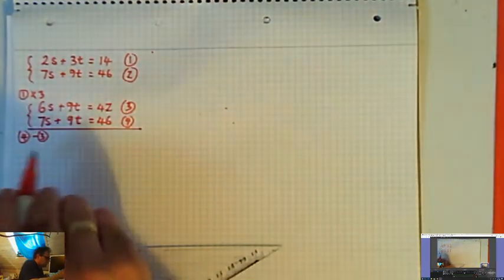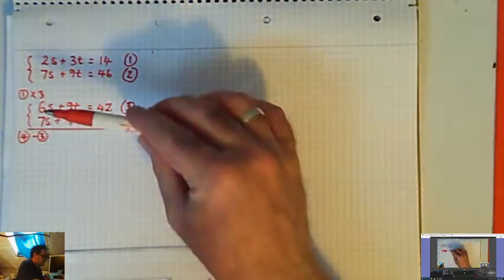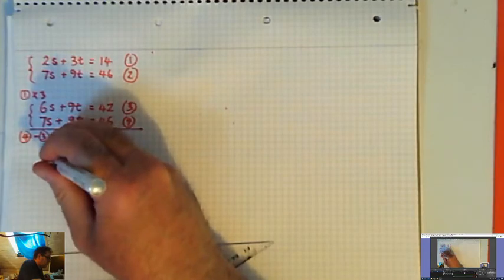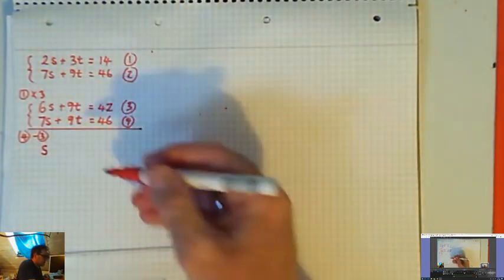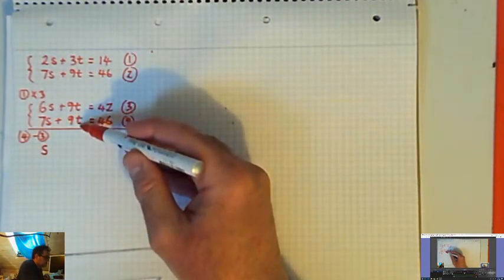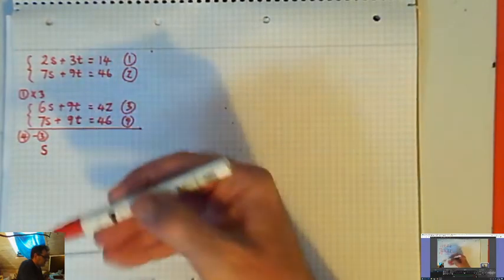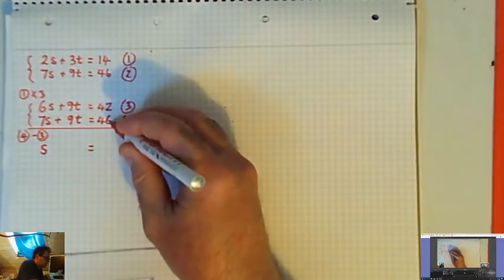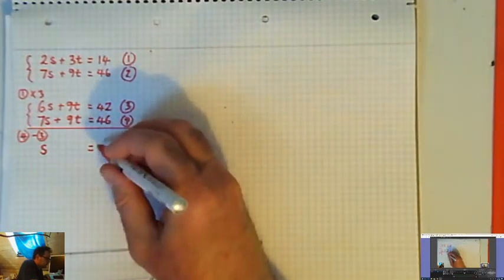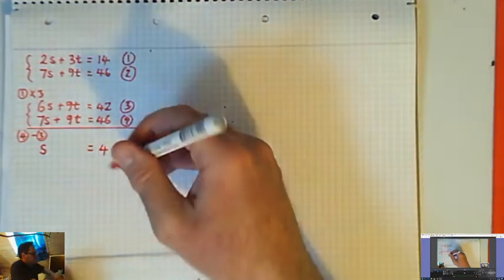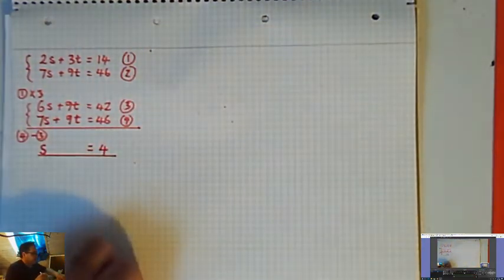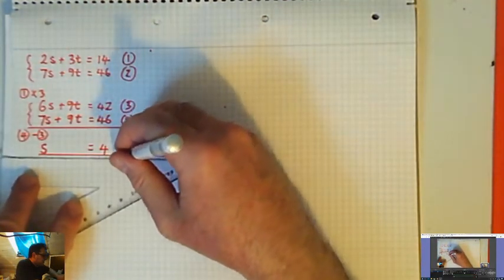Equation 4 minus equation 3 gives me, so 7s minus 6s just gives me 1s, s on its own. And then 9t minus 9t gives me nothing, so it disappears. And then 46 minus 42 is 4. So I've figured out that s is 4 by having eliminated t.